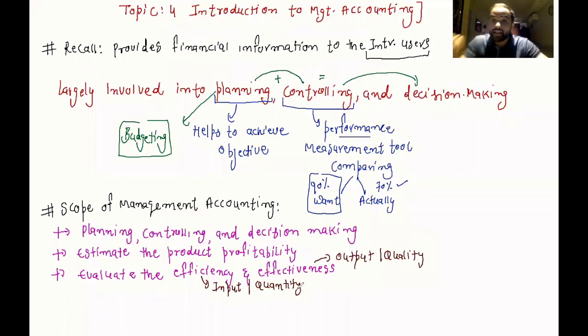So effectiveness represents the quality of something, and efficiency represents the quantity of something: efforts, capability, capacity. Sometimes we say, is it so efficient or so productive or not? So it's indicating the capacity, right? So with the help of management accounting, we evaluate the efficiency and the effectiveness of various resources, whatever resources we have available. Could be human resources or machines or some other things.